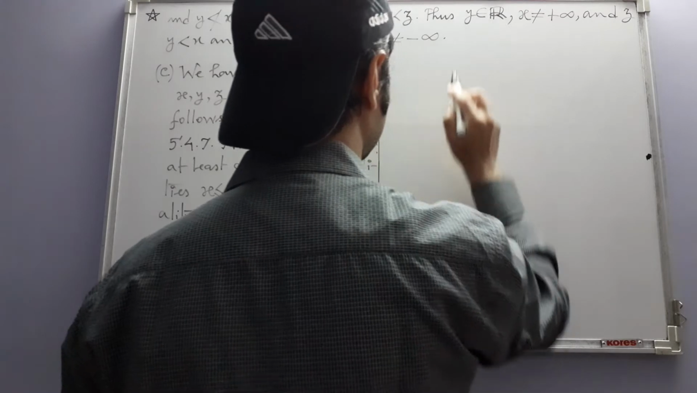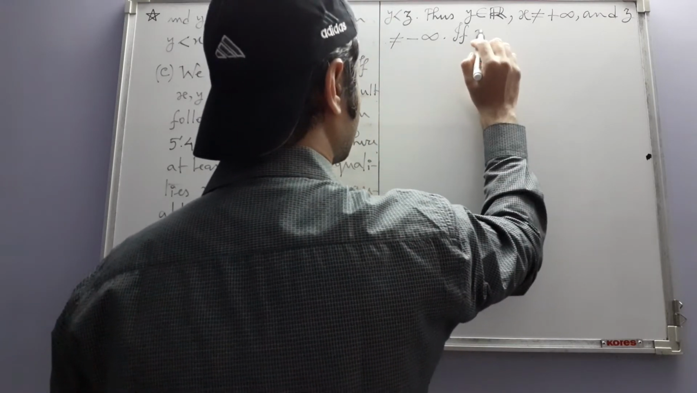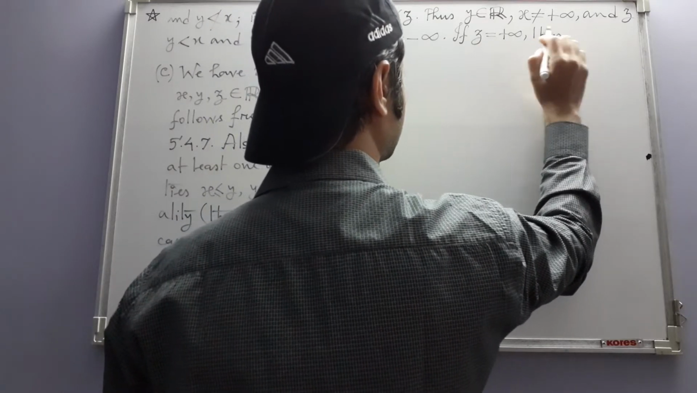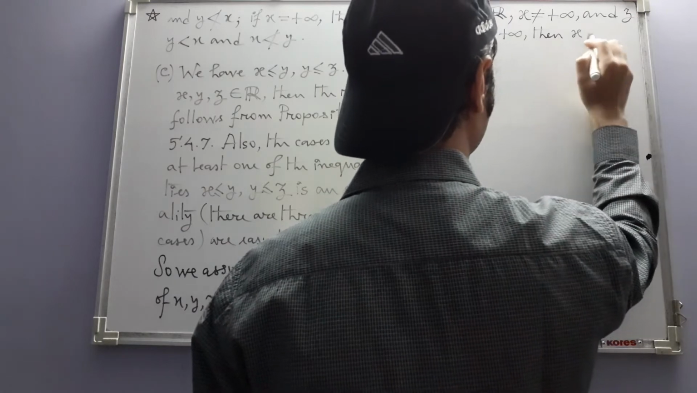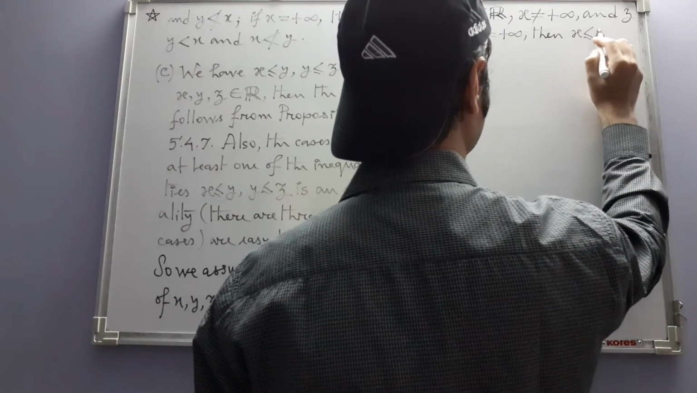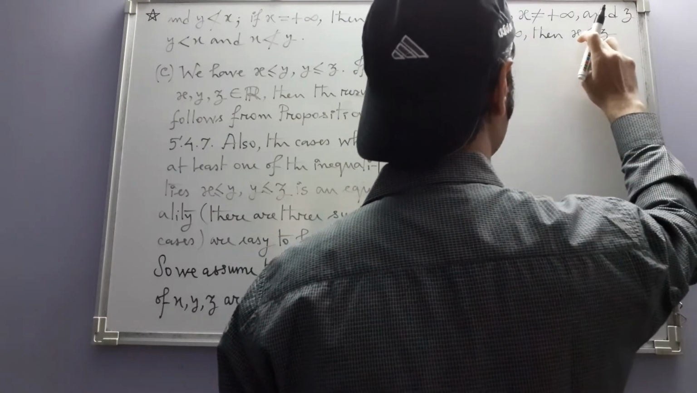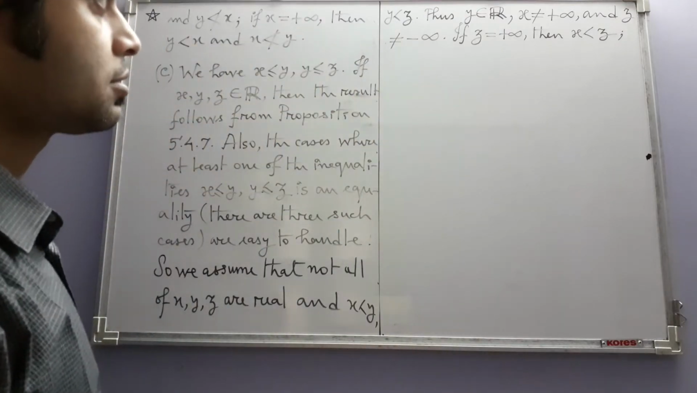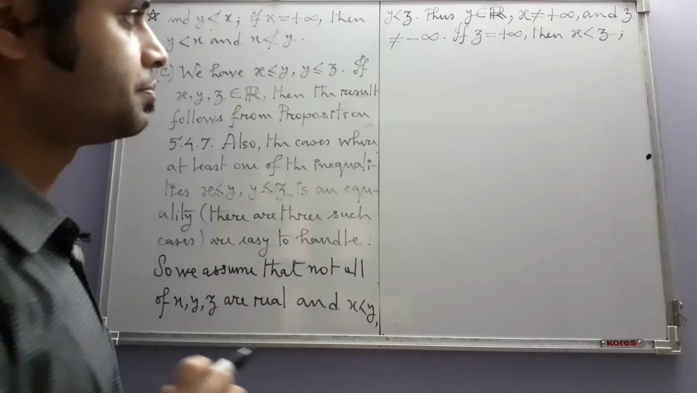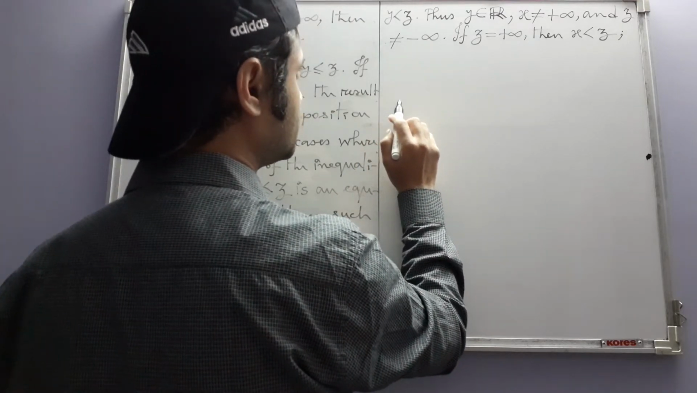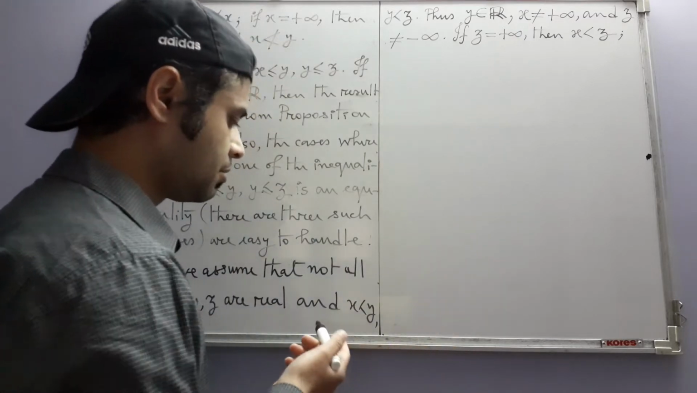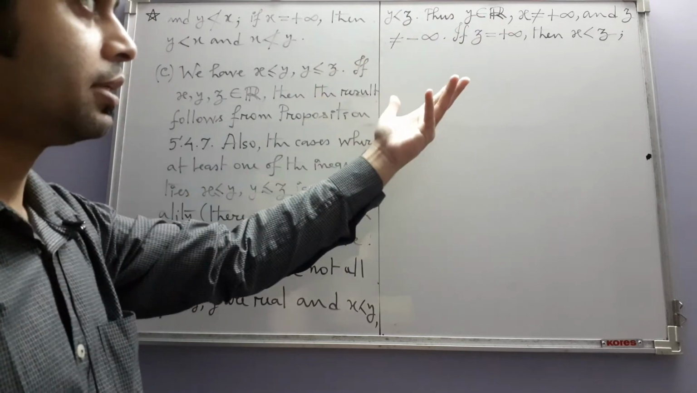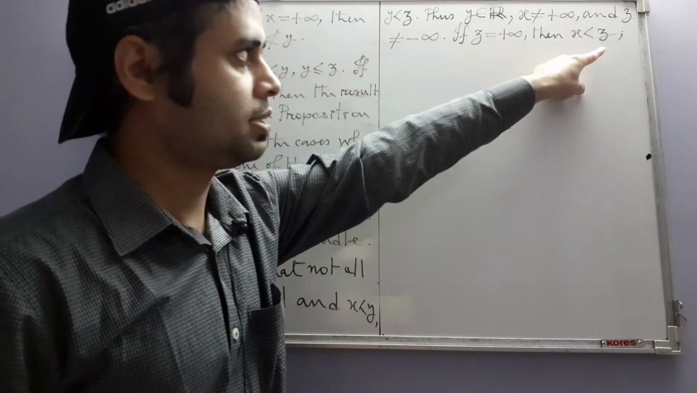Accordingly, there are now two cases. If z is equal to plus infinity, then x is of course less than or equal to z. In fact, x is strictly less than z. That is because x cannot be plus infinity. However, it's possible to have x equal to minus infinity. Whatever the case is, we don't care. We will always have this in this case.